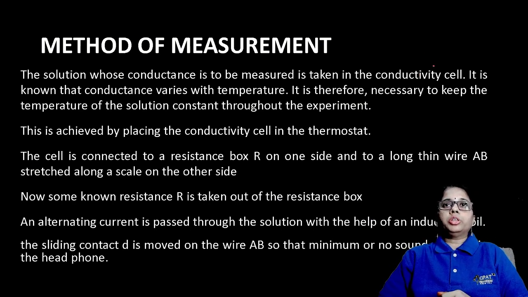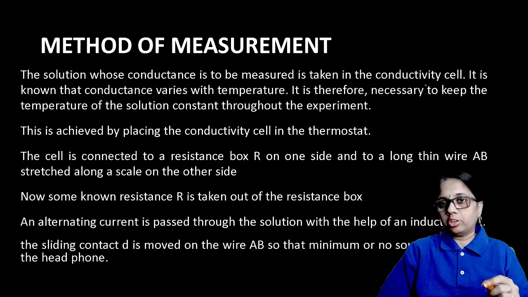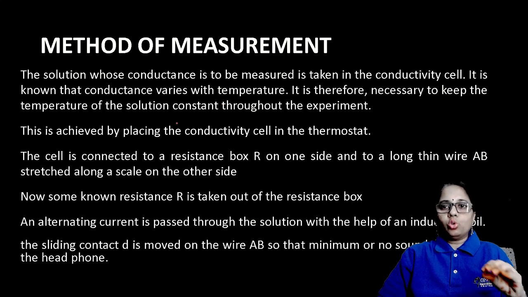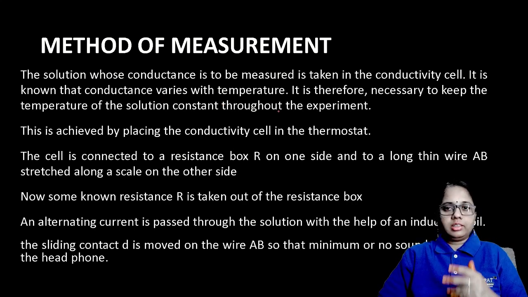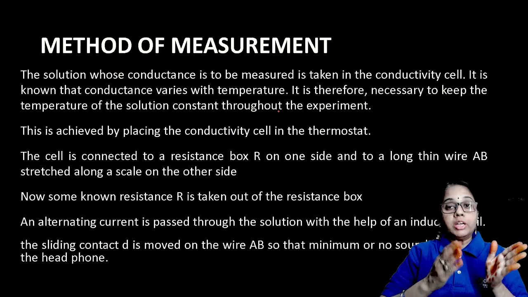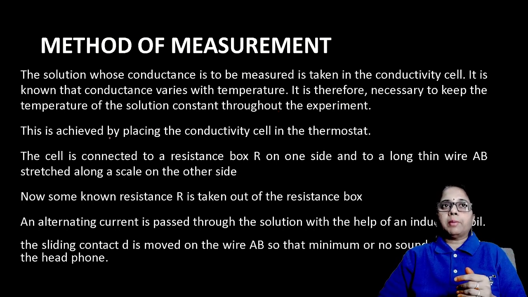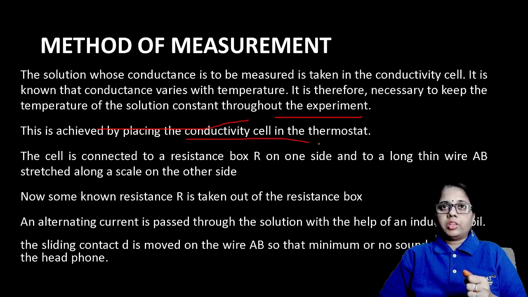Now let us see how we are going to do the method of measurement. The solution whose conductance is to be measured is taken in the conductivity cell. So the electrolyte solution, whatever it is, has to be taken in the conductivity cell. It is known that the conductance varies with the temperature. We know that the mobility of the ions is going to vary according to the temperature. So it is therefore necessary to keep the temperature of the solution constant throughout the experiment. So whenever you are going to do it, please maintain a constant temperature. Okay, so thereby this conductivity cell has to be kept in a thermostat so that constant temperature is maintained.